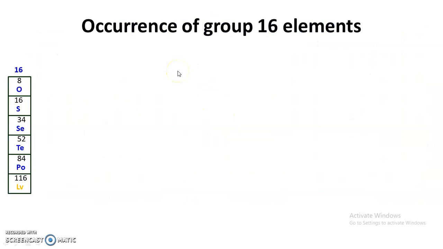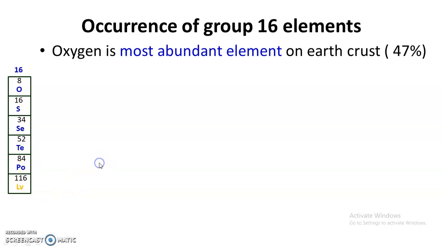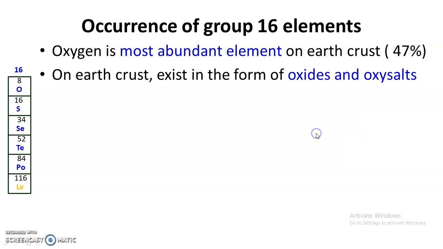Now the occurrence of group 16 elements. Group 16 elements are oxygen, sulfur, selenium, tellurium, polonium and livermorium. Out of these elements, oxygen is the most abundant element in the earth's crust, and in the earth's crust it occurs in the combined state in the form of oxides. Okay, and its percentage is 47. It exists in the form of oxides and oxysalts.